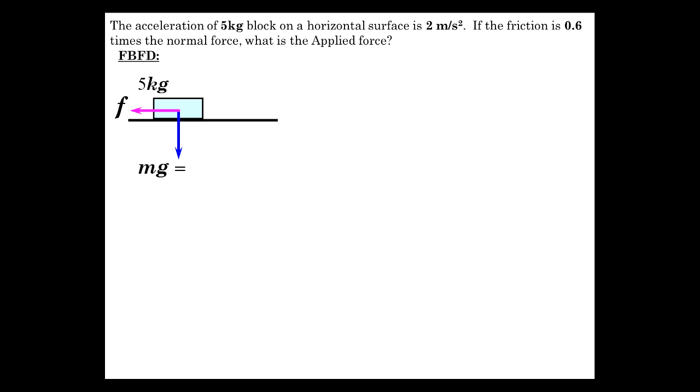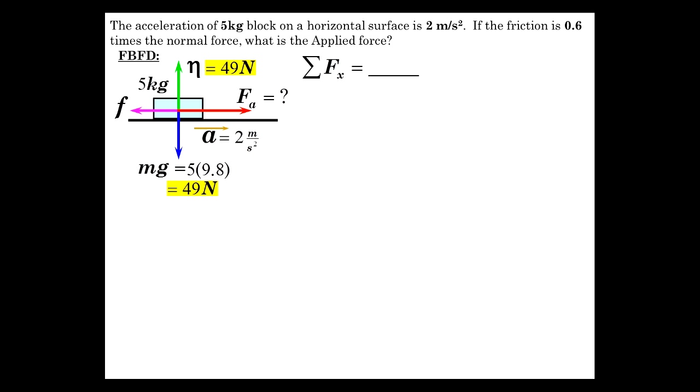Here's gravity acting, and it's 5 times 9.8, which is 49 newtons. And then we have the normal force, since we just learned that it's equal and opposite to the weight. Because there's no vertical acceleration, we know it's 49 newtons. The acceleration is 2 meters per second is given, so it must have an applied force of something. We're going to figure that out.